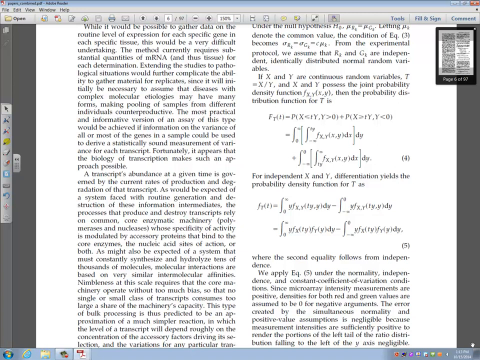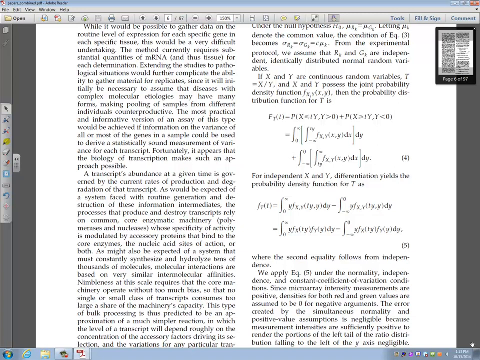And because you assume that x and y are independent random variables, you can write down the joint density as the product of the marginal densities. So you got this. So you apply equation 5 under the normality, independence, and constant coefficient of variation condition.